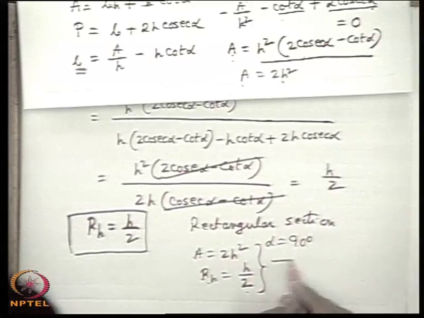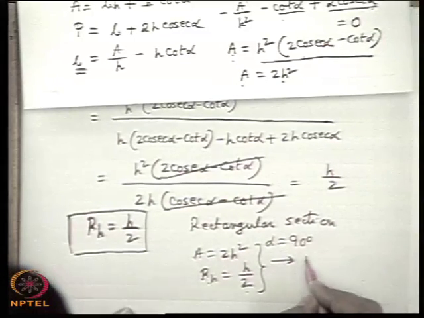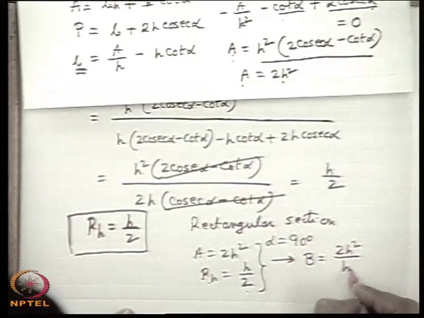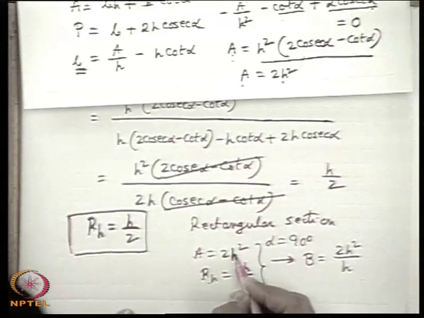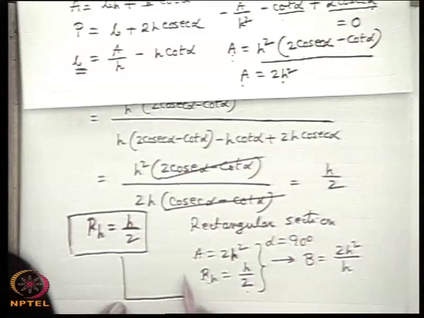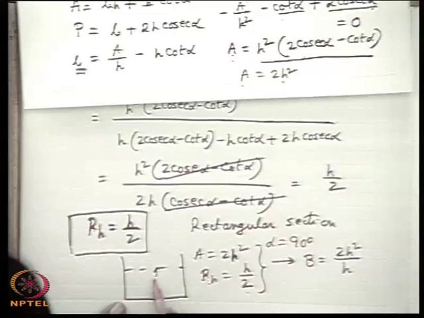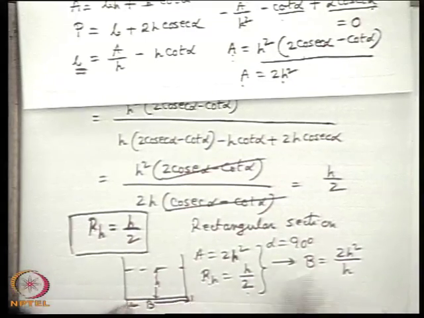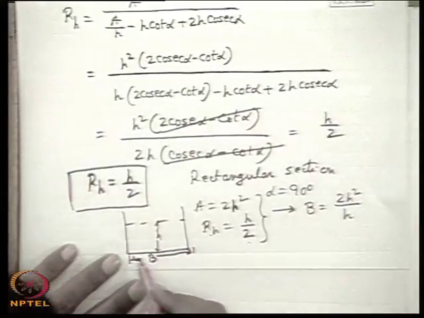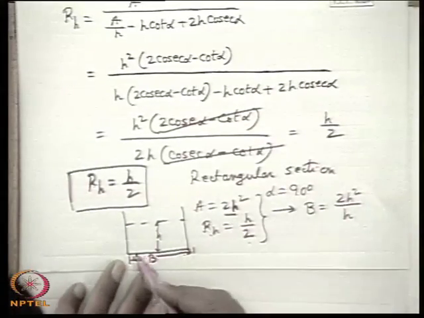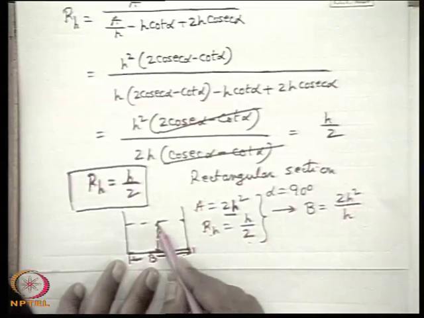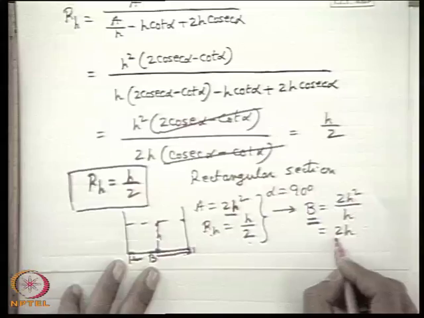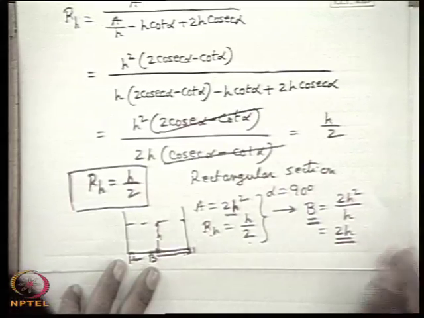So immediately from this one thing comes: if a is equal to 2h square, then the width of the rectangular channel will be 2h square by h, because h is the depth of flow, which is the height. If this is h and B is this width, then the area is 2h square. Area is B into h, divided by h will give you B, which is equal to 2h. That means the width of the rectangular channel will be twice the depth of flow.